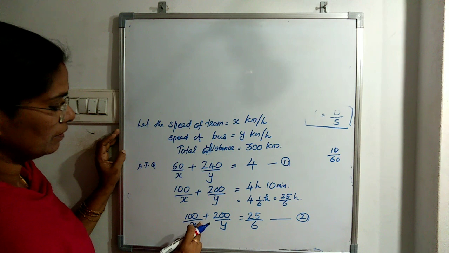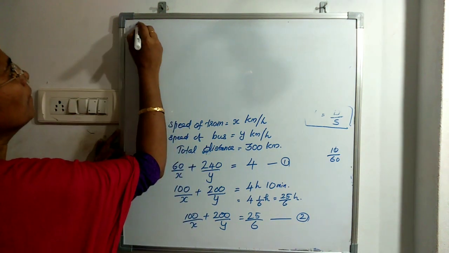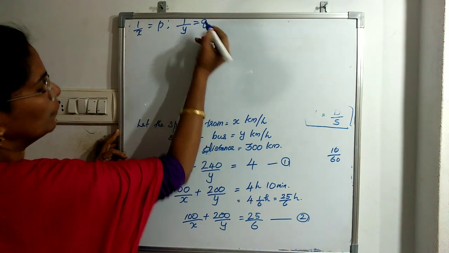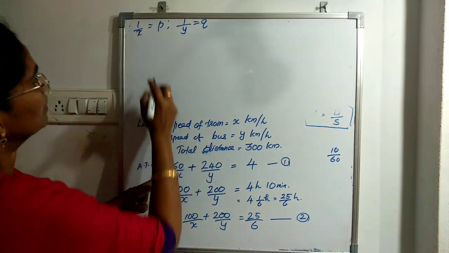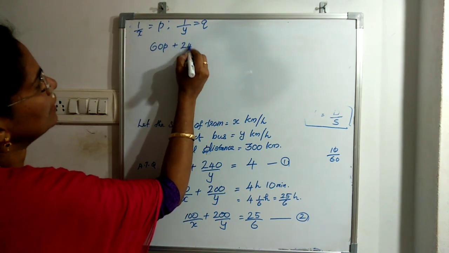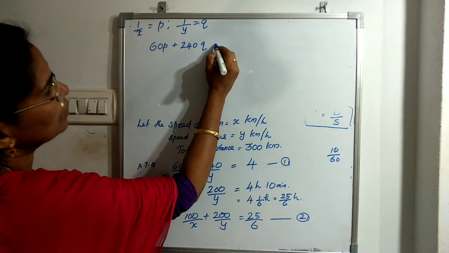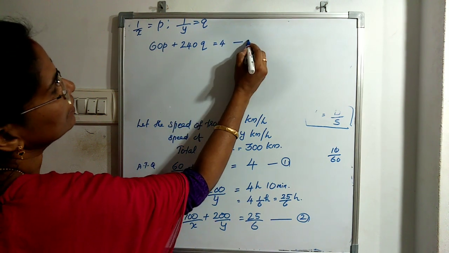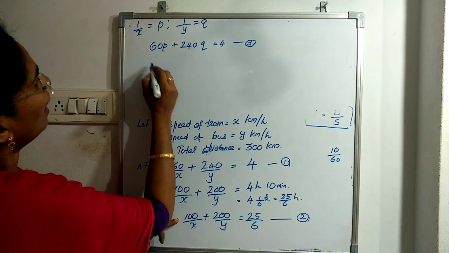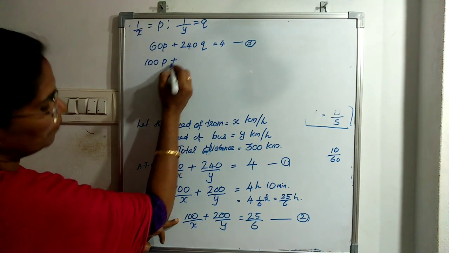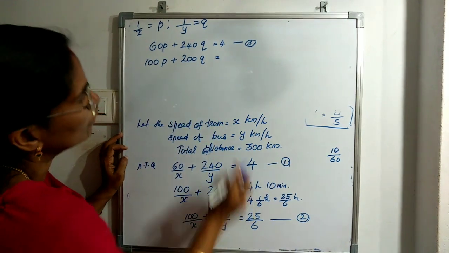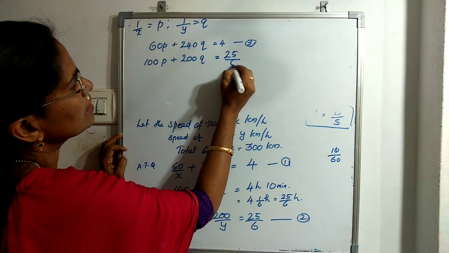Okay. So we are substituting 1 by x as p and 1 by y as q. So, our first equation becomes 60p plus 240q is equal to 4. Equation 3. And the second becomes 100p plus 200q is equal to 25 by 6.